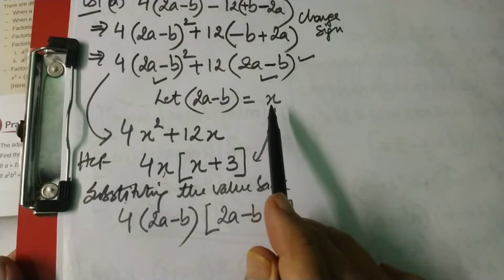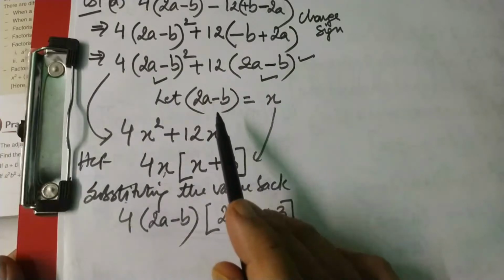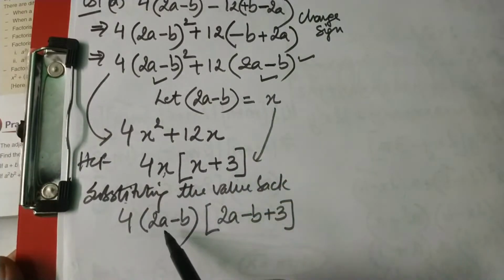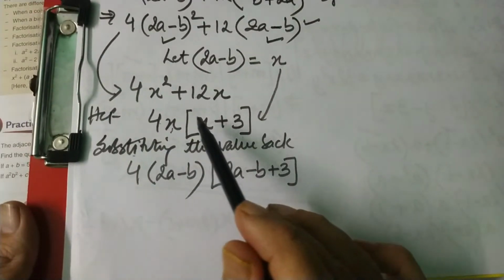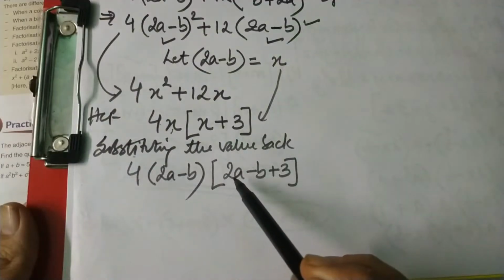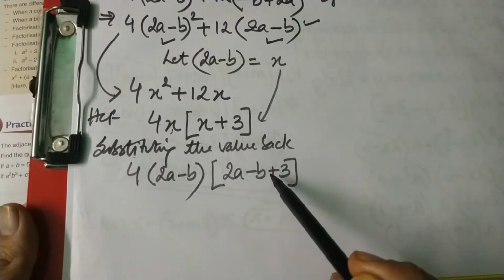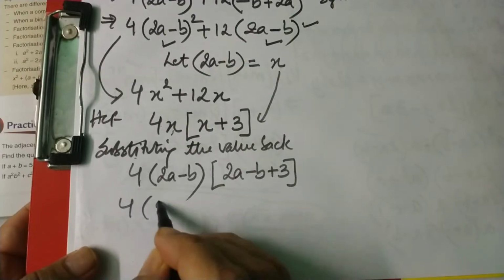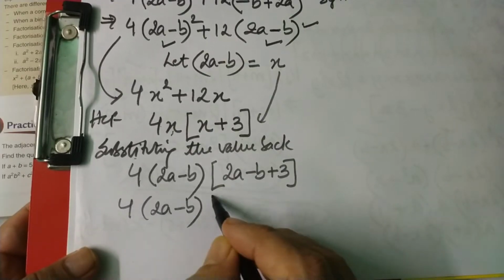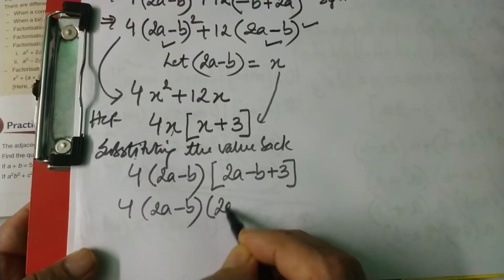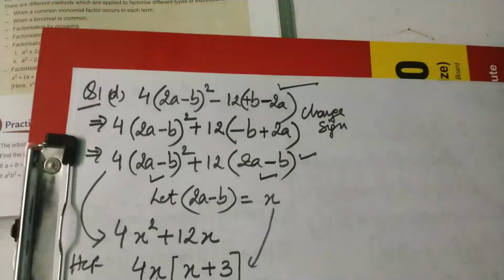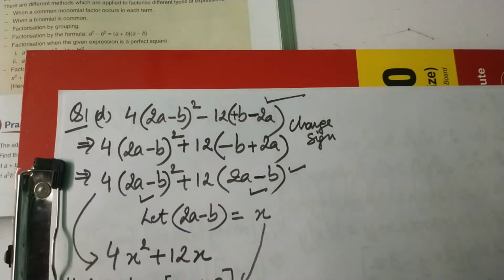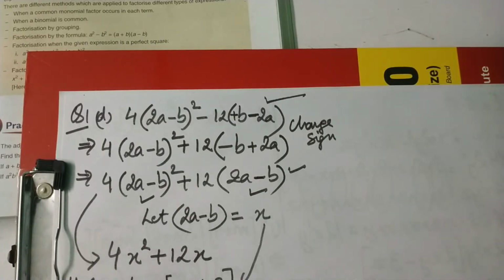Because the question did not have x, now put the value back. In place of x, I will again write 2a − b. So this is 4x, which means 4 into the bracket (2a − b), and in place of x, I will write 2a − b + 3. So now it becomes 4(2a − b)(2a − b + 3), and this is the answer. This is an important question. Question number 1, D part. Watch this explanation again and you will understand how it was done.